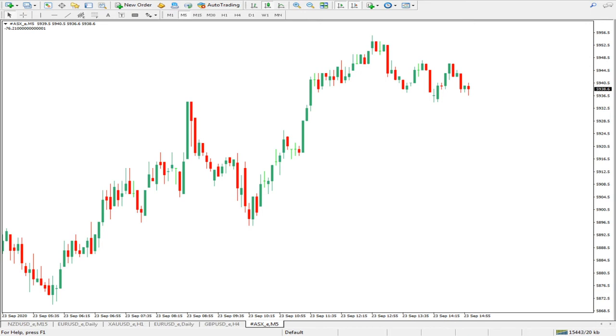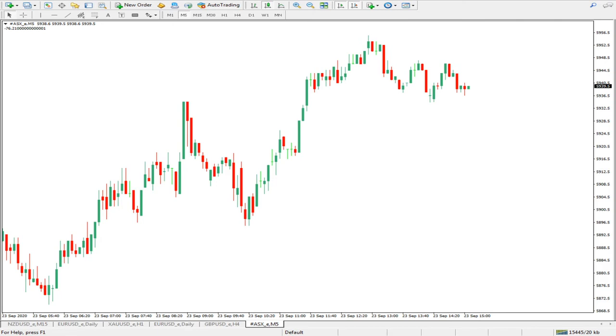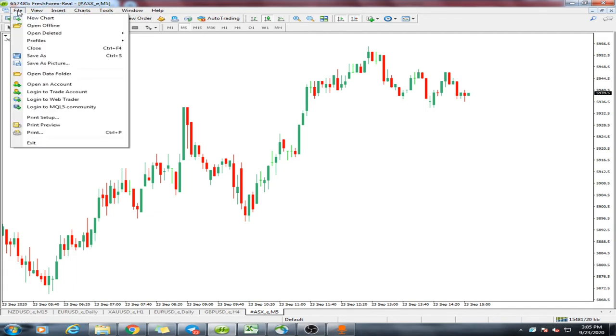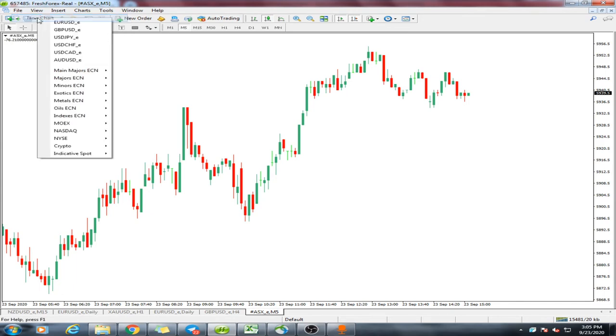Give me a second, let me line them up here so you're able to see them. Okay, so look at my screen. I have my mouse above the file menu here. We have file, view, insert, charts, tools. So I'm not talking about charts or tools or any of this. Just go to file, and then there's the first option, which is the new chart here.